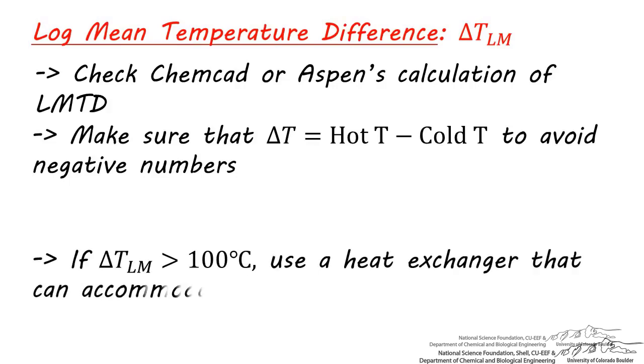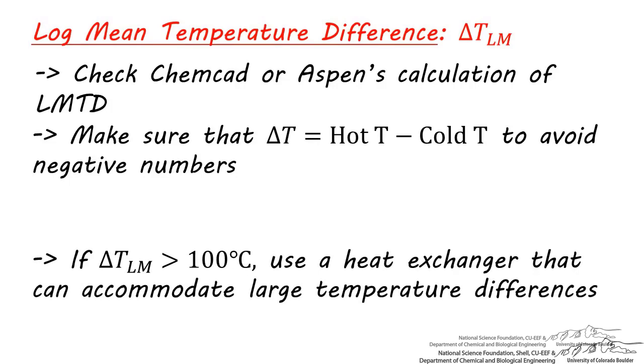Lastly, heuristics in some textbooks state that a log mean temperature difference of over 100 degrees centigrade should be avoided because it usually requires a more expensive heat exchanger.